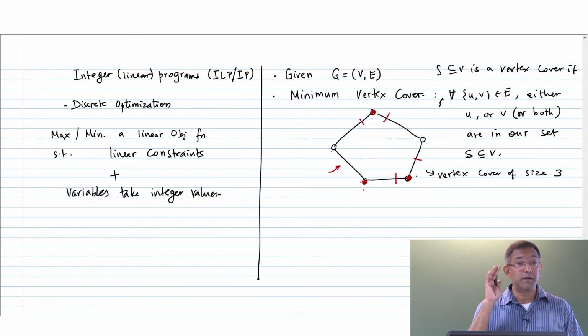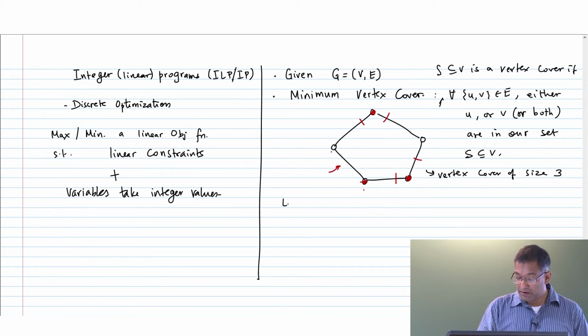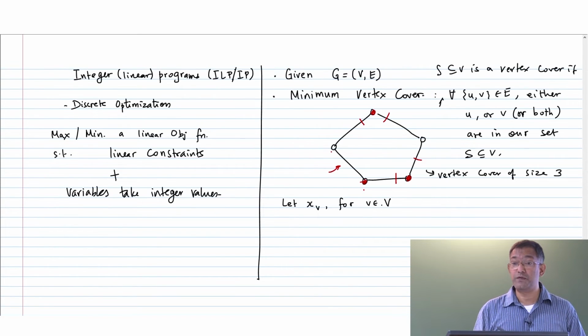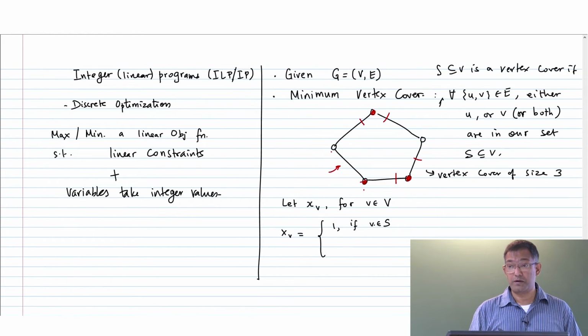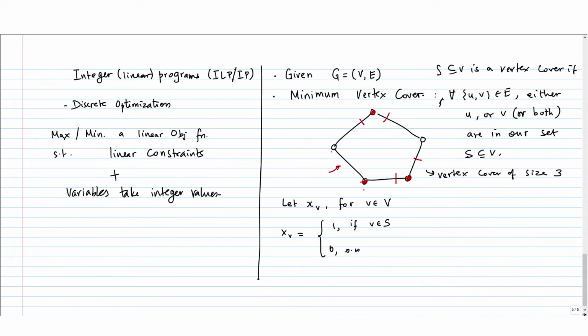We are going to write an integer linear program for this problem. Okay. So, to that end, let us define a variable x sub v for each vertex v. We would like to say the interpretation is that the variable takes a value 1 if v is going to be in our vertex cover and is 0 otherwise. Okay. This is what we would like.